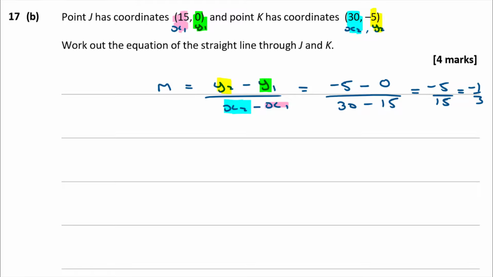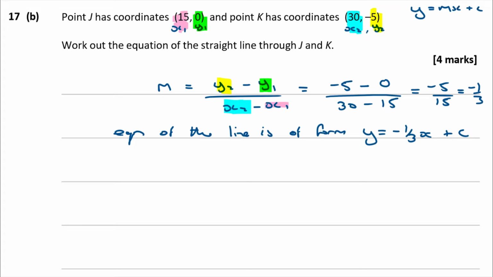That means the equation of the line is of the form y is equal to minus 1/3 of x plus c. Okay, because every equation of a straight line should be in the form y equals mx plus c. And we just found what m is, didn't we? We found that m is minus 1/3 there, look. Okay, so that's why I've written it in there. So I've got y equals minus 1/3 x plus c.